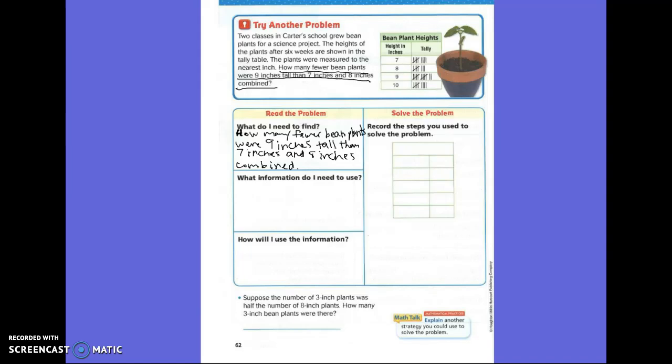Okay, what's the important information that we need to use? The tally table. We're going to use the data in the tally table about bean plant heights. So write that down. The data in the tally table about bean plant heights.